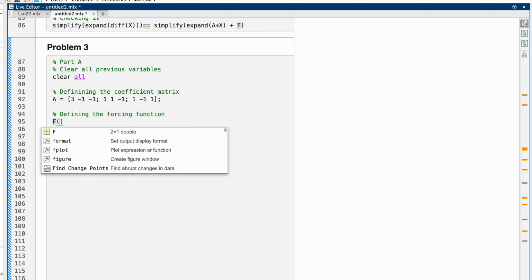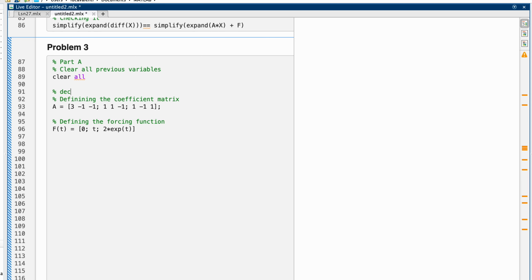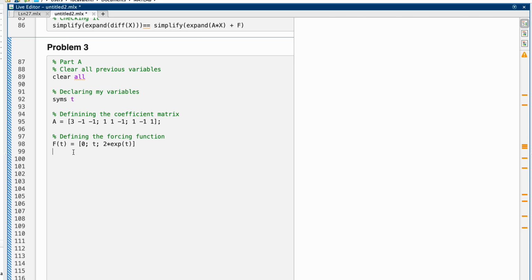I'll define the forcing function. So that'll be f of t, and that's going to be the vector 0, 0, t, and 2 times e to the t. Now that reminds me that I have to declare my variables. So that's going to be the syms command, and I'll declare t for now.